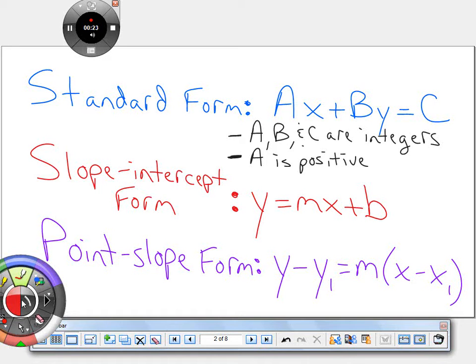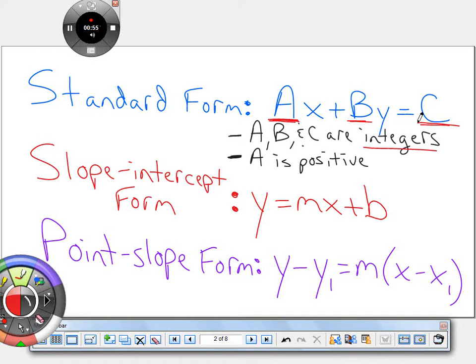It's ax plus by equals c, and the a and the b and the c are integers. So that just means mainly that there are no fractions. The a, the number right here, is a positive number, so that we all get the same form. The other thing technically is that a, b, and c are supposed to not have anything in common. So we say that their greatest common factor is just 1. So we want to have the most reduced form of the equation.